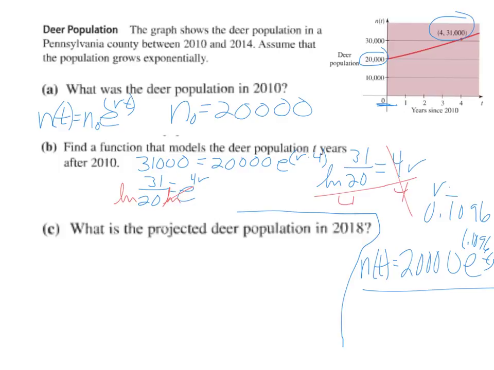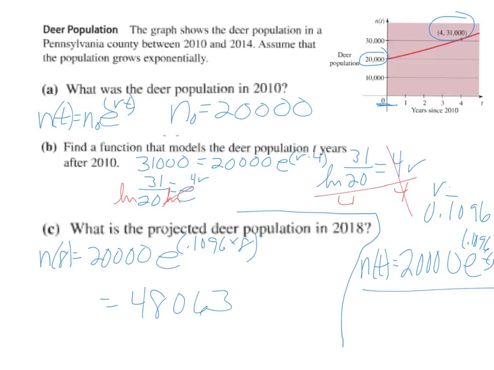What is the projected deer population in 2018? Well, 2018 is 8 years after the start year of 2010. So t would be 8. So N of 8 would be 20,000 e to the power of 0.1096 times 8, which is 48,063 deer.